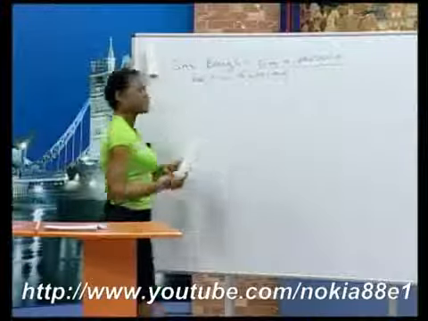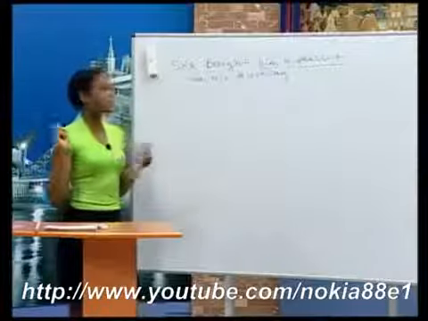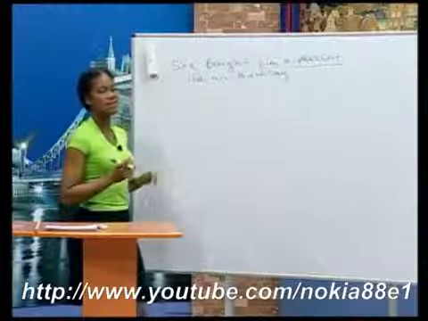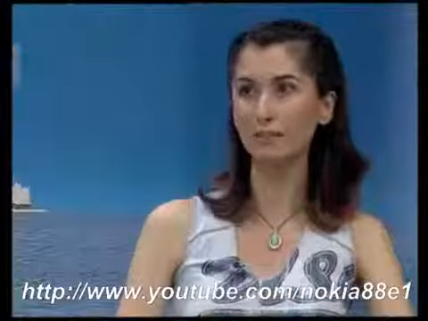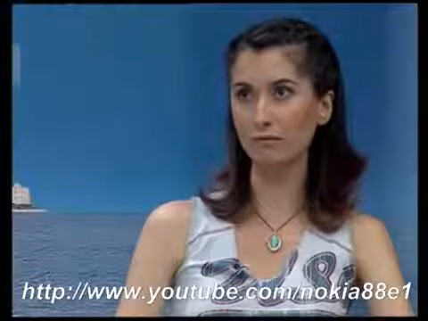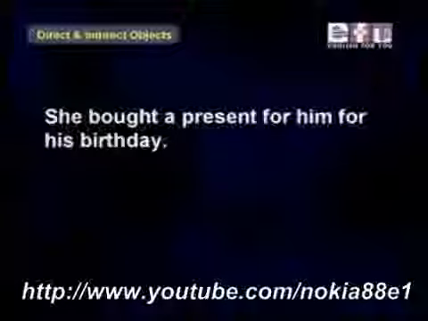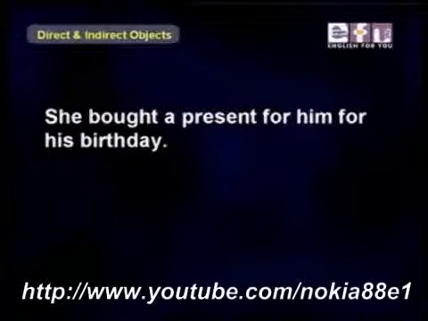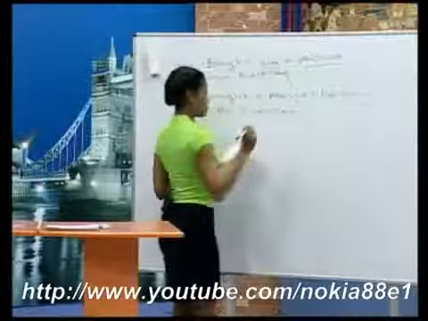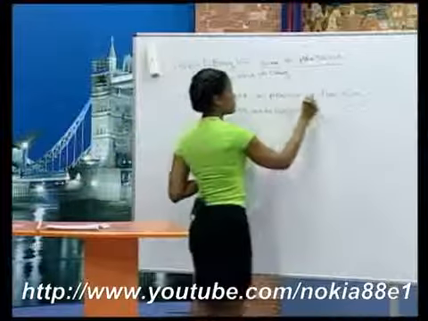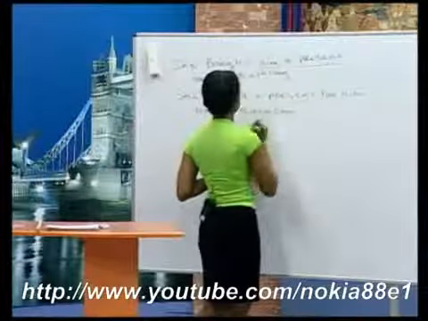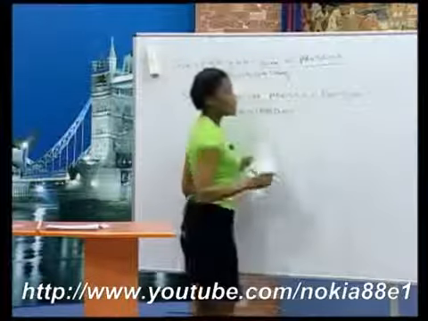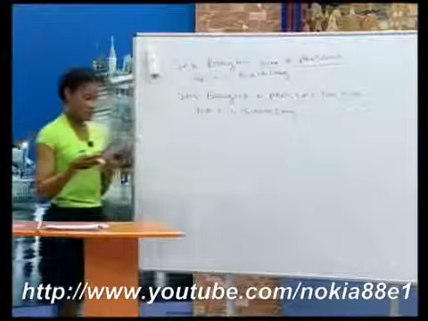Okay, and how do we say the sentence when we change the positions of the direct and indirect objects? She bought a present for him for his birthday. All right, good. She bought a present, okay, direct object, for him, indirect object.